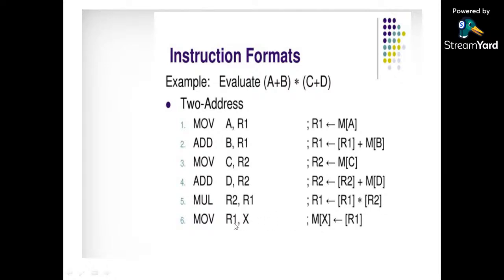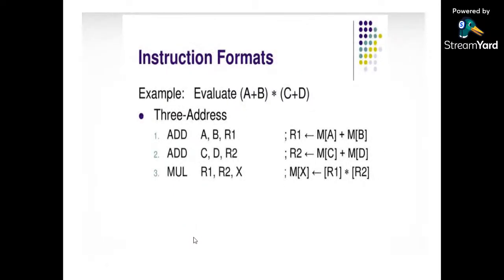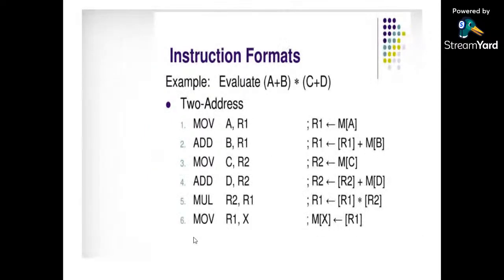So we will transfer the contents of R1 register to the X register. Okay. So if we are having two address instruction formats, you can see the total number of instructions required, or total steps for evaluating A plus B multiplied by C plus D, increases from 3 to 6. In three address instruction formats, we were requiring only three instructions or three steps to evaluate the above equation. When we are having two address instruction formats, we require six steps or six instructions to perform the same task.